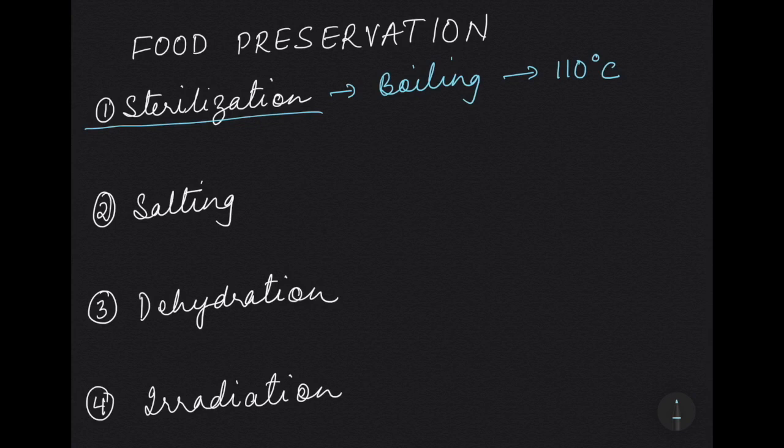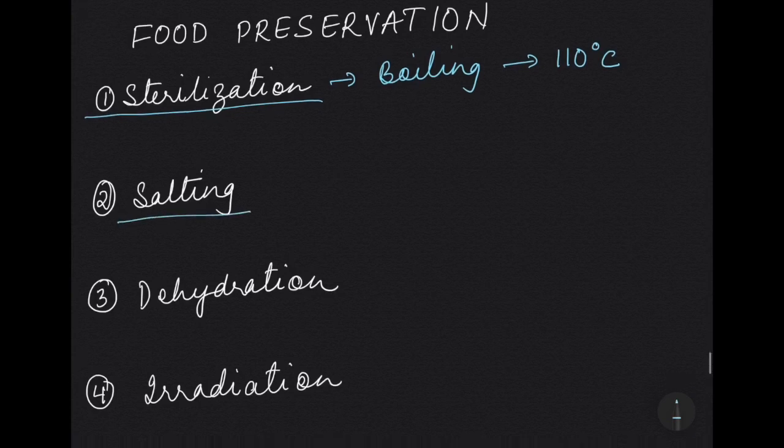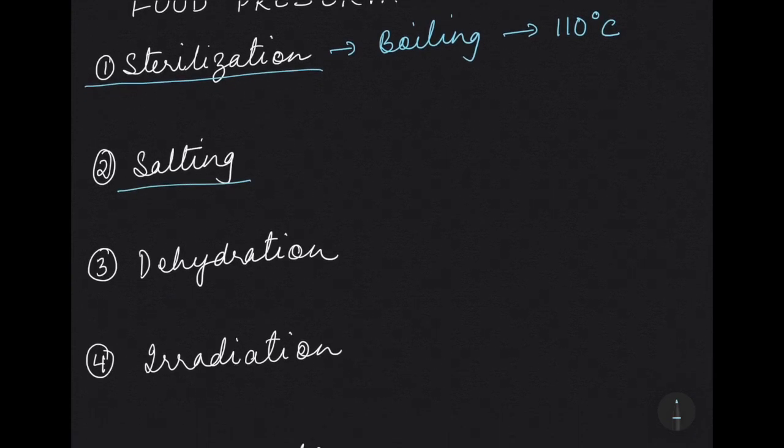The canning industry employs heating to kill bacteria before packing and sealing the food. That is, if you are taking canned food, remember that it has been sterilized. How is it sterilized? By heating at very high temperature in autoclaves. And then the food is put inside there and then it is sealed. Next is salting. Salting is a common method of preserving food, like fish, pickles. Salted fish we have, pickles.